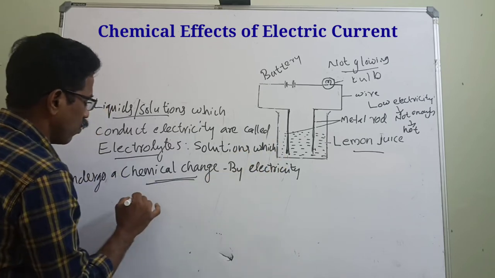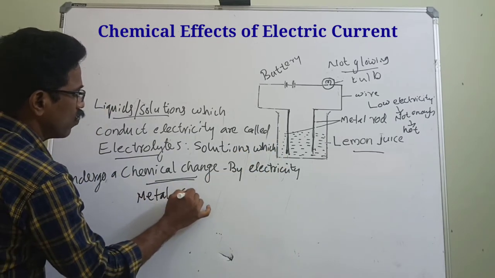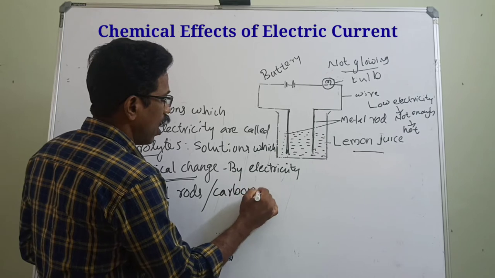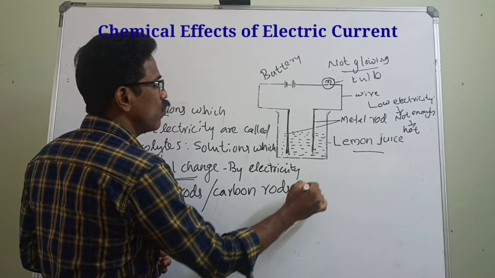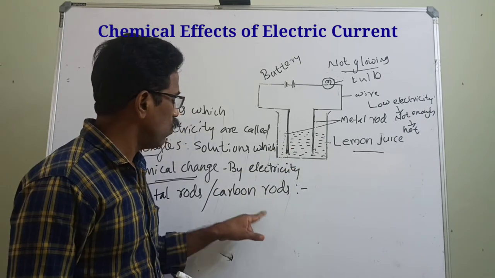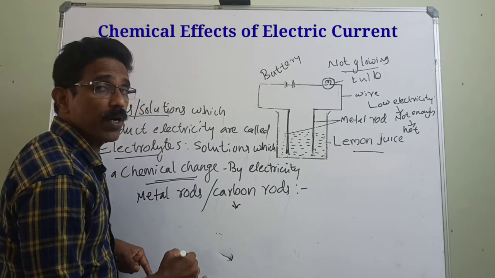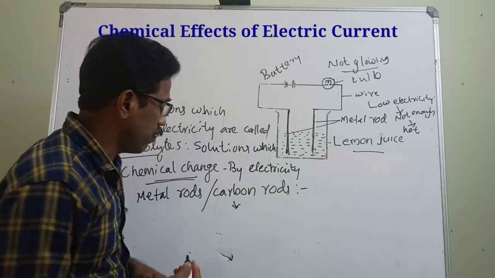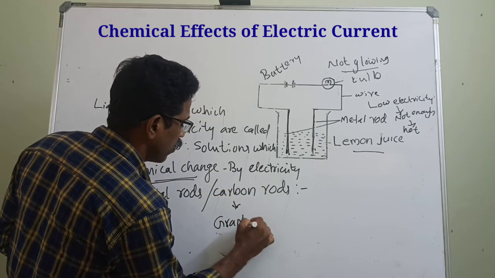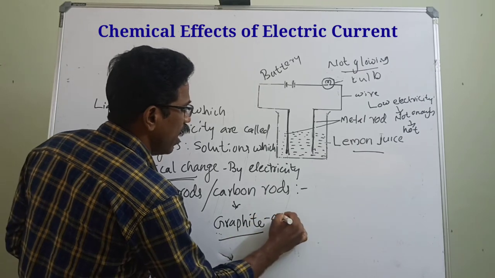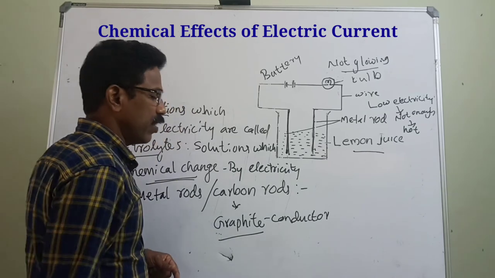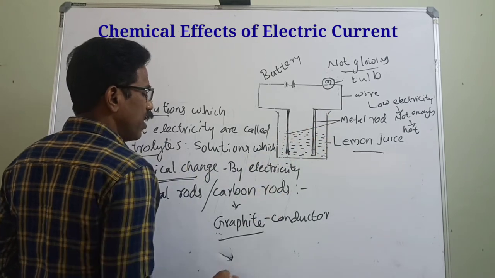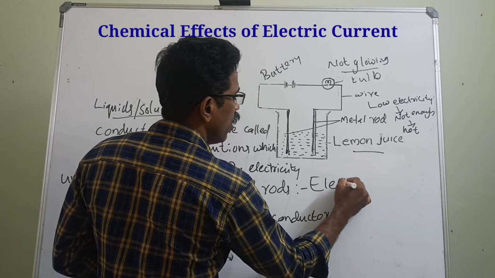In the place of metal rods you can even use carbon rods. You have studied carbon, one form of carbon, in 6th standard, pencil lead. What is the pencil lead made up of? Yes, pencil lead is made up of graphite. So graphite is also a conductor. Graphite or metal rods which are dipped in the electrolytes are called electrodes. These are called electrodes.